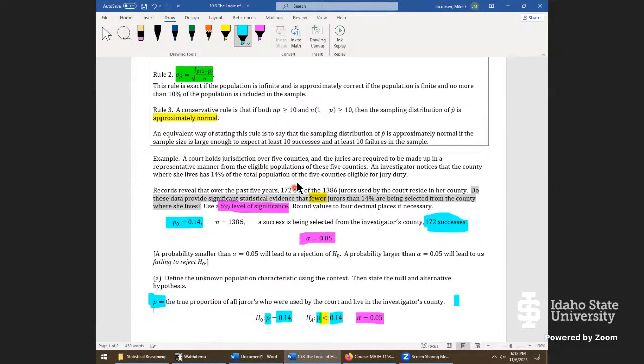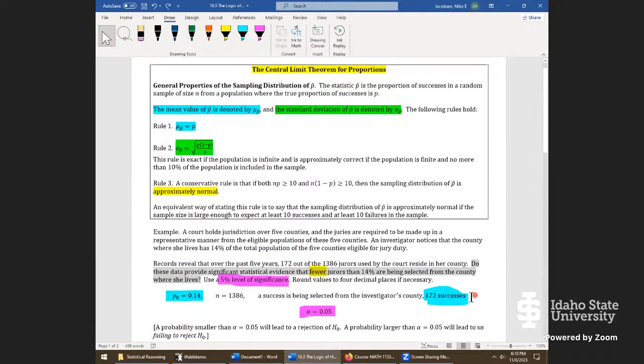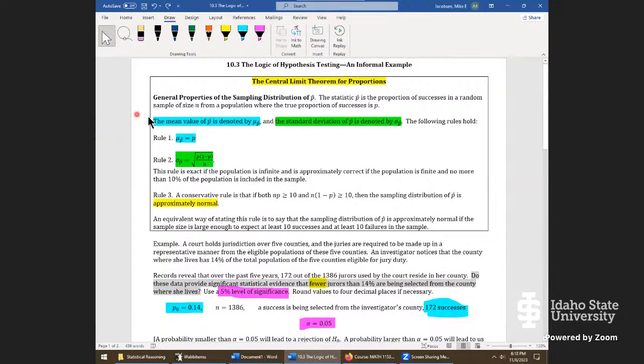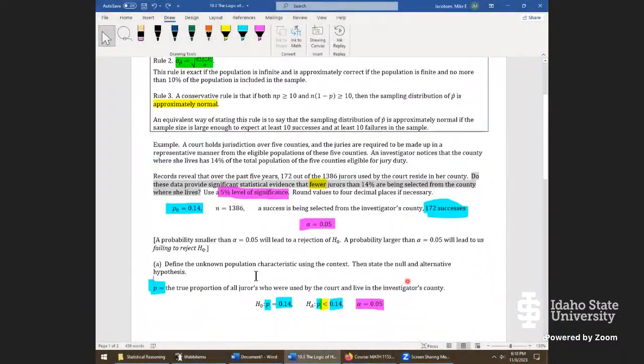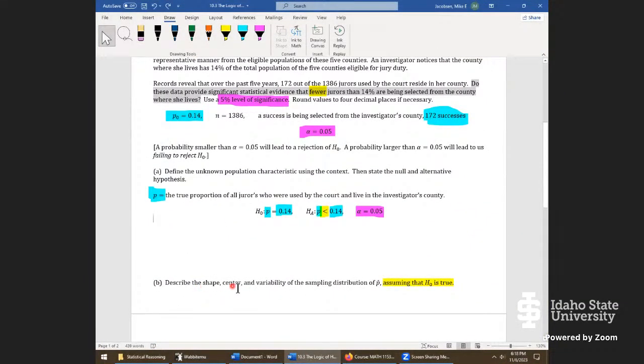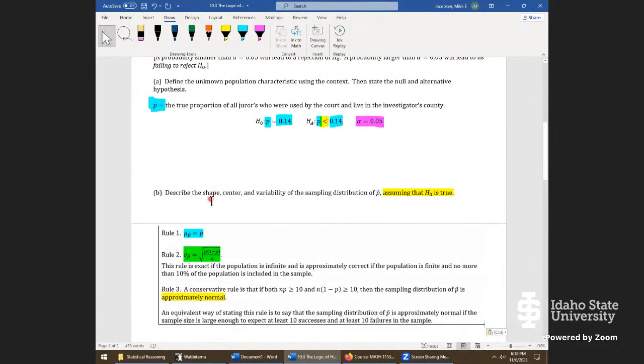Well, let's go off to the follow-up questions. Here's the way we're going to begin to use the central limit theorem above. Let's take a quick screenshot of this. Part B is asking us to describe the shape, the center, and the variability of the distribution of p hat. The reason we're doing that is we're going to have to calculate p hat, and we'll need to find the probability of finding data as extreme as 172 successes when the null hypothesis is actually true. So before we could do all that, we have to cite the central limit theorem and figure out all three of these values, the shape, center, and variability.